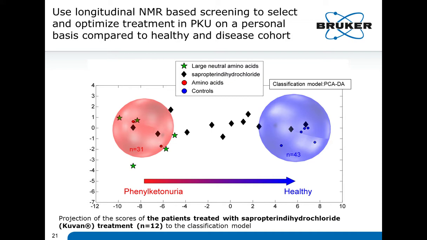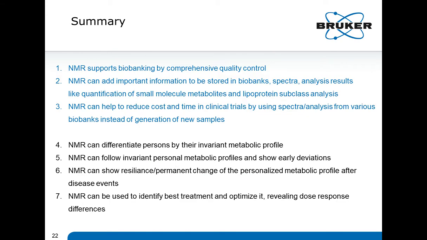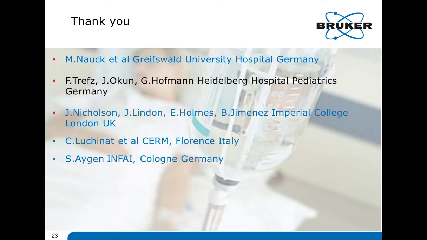And you can see, for example, that the sapropterin dihydrochloride actually can move such a metabolic profile into the healthy version. And of course, you can do that by optimizing the treatment. With that, I'm done. I hope I could show you that NMR supports biobanking by comprehensive quality control, generating additional data that can be used, and also supporting clinical trials. I have shown you that NMR can be used for looking into precision medicine and following individual people's metabolic profile. So this is good for optimizing the treatment.